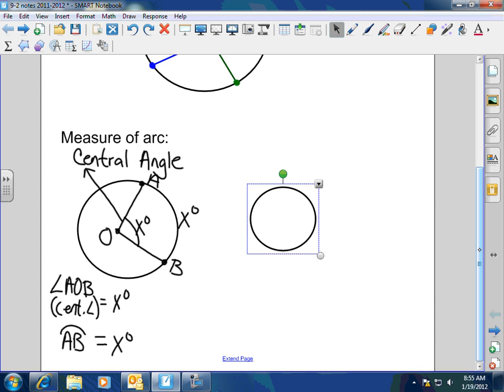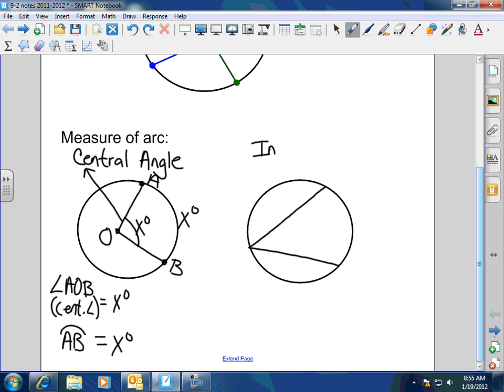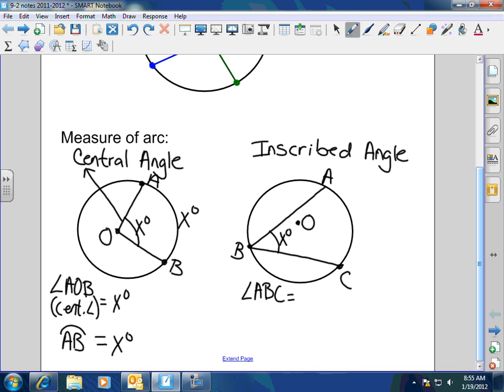Now, there's also something called an inscribed angle. And an inscribed angle is something like this, gentlemen. This is called an inscribed angle. We'll learn a lot more about this later, but again, you need this introduction. Now the angle here, let's call this A. The center's here. The center has nothing to do with it in this case. Let's call this B, and let's call this C. We'll call this X degrees. So inscribed angle ABC equals X degrees.